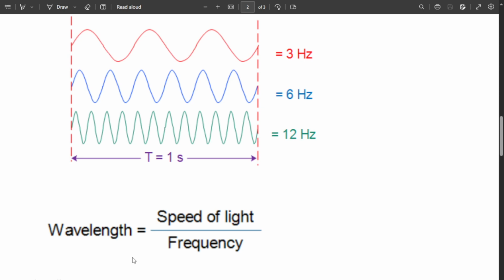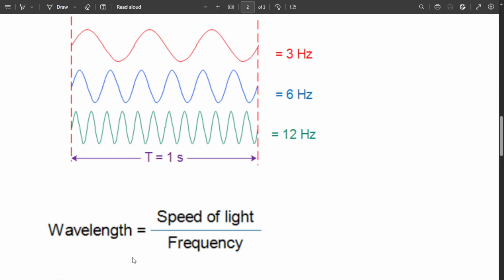So if duration is increasing, then what? Frequency is decreasing, but wavelength is going to be increased. Okay, if the duration is decreasing, then frequency is increasing. Do you understand it? So this is inversely proportional. Frequency and wavelength are inversely proportional to each other.